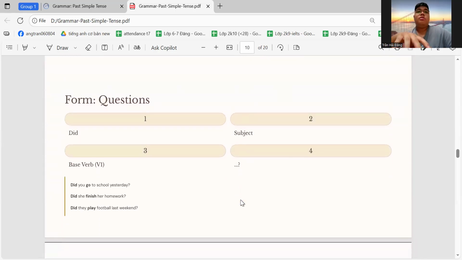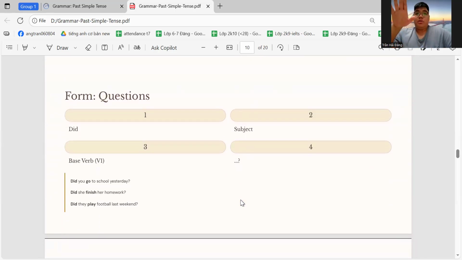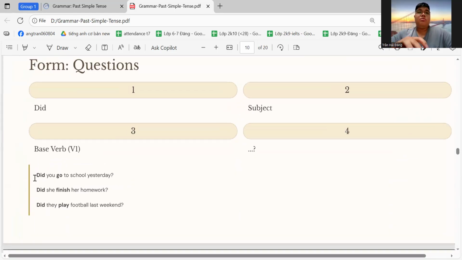Okay, so let's come to the form of the question. The first thing in the question is did, and the second thing is the subject, then the base verb, and the question mark is the last. Like, did you go to school yesterday? Did she finish her homework? Or did they play football last week?